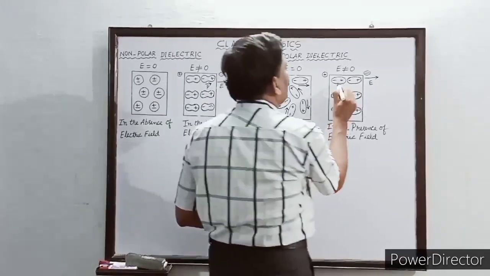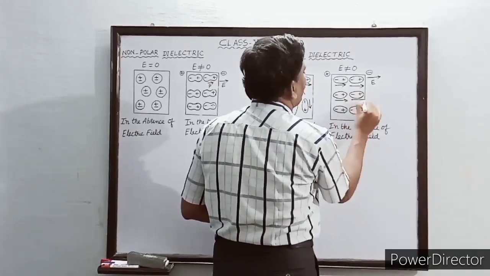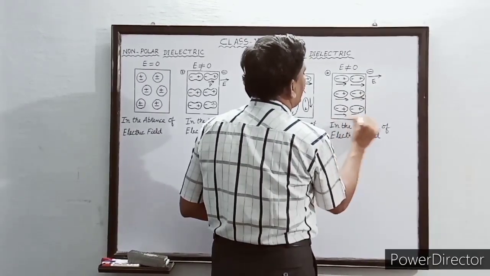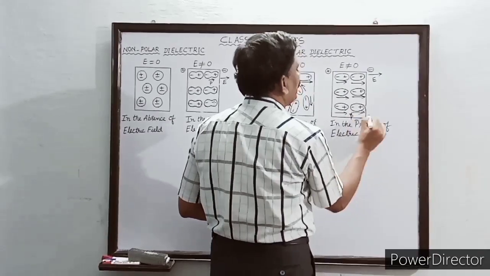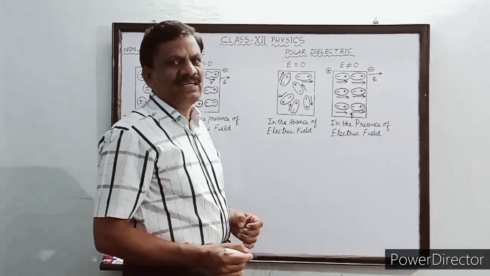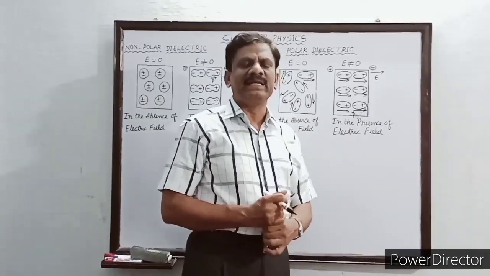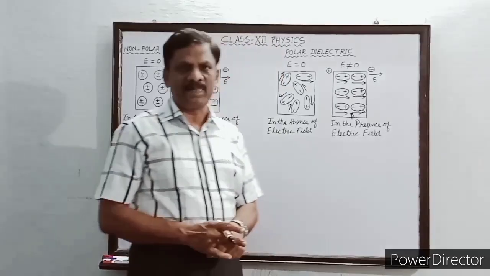So here you see that minus to plus is the direction of the dipole moment. The direction of the dipole moment vector small p is the same as that of the external electric field. So this is the difference between a non-polar dielectric and a polar dielectric.